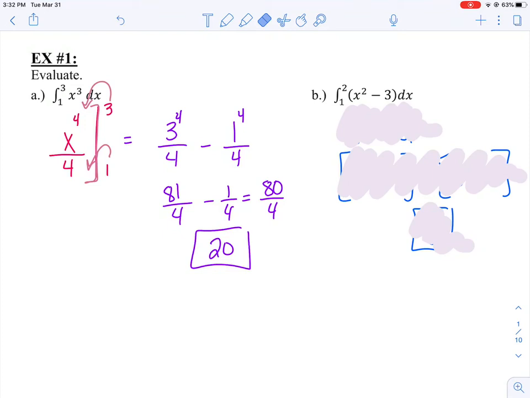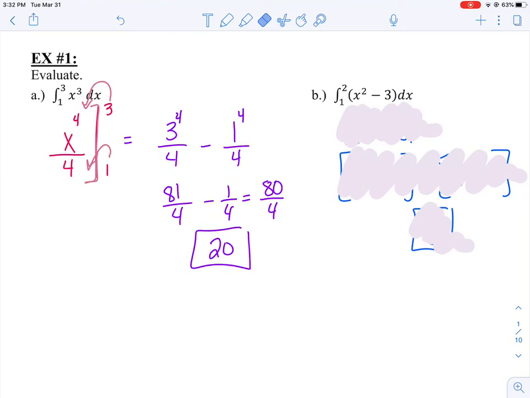And so that means the area underneath this curve of x cubed from 1 to 3 is 20. Another interpretation is the value of my antiderivative from 1 to 3 is also 20. Okay, and that's the exact area, not using rectangles, not using shapes, but by using our fundamental theorem of calculus. So look at part B with me.